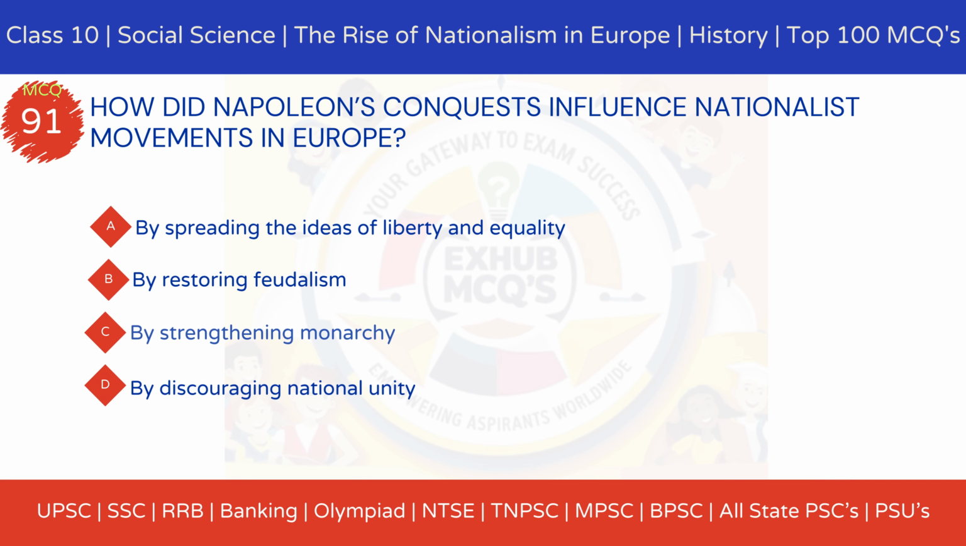MCQ 91. How did Napoleon's conquests influence nationalist movements in Europe? Option A. By spreading the ideas of liberty and equality. Option B. By restoring feudalism. Option C. By strengthening monarchy. Option D. By discouraging national unity.